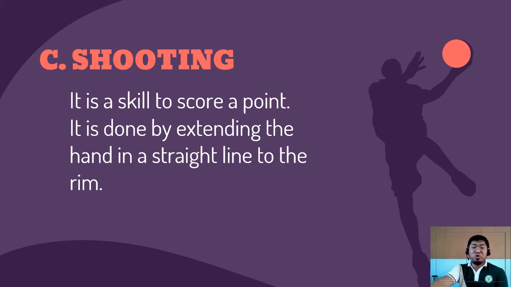The last skill is the most important one because this will make you win the game. It is shooting. Shooting is a skill to score a point. It is done by extending the hand in a straight line to the rim. In shooting, the position of the hand during delivery is very important.